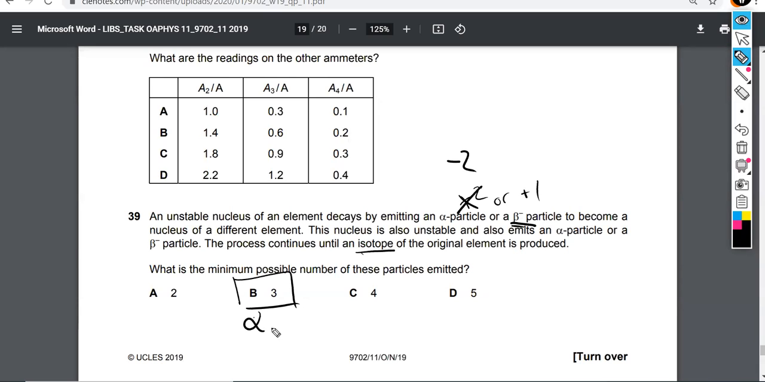And it would go alpha, beta minus, beta minus, and then you'd be back there again. Your mass would be down by 4, but you'd be an isotope. Or it could happen the other way, 2 beta minus decays and then an alpha decay. Either way, you're an isotope of the original element.